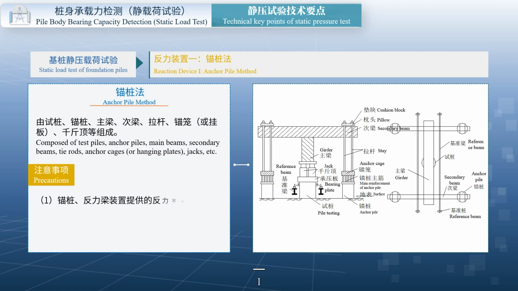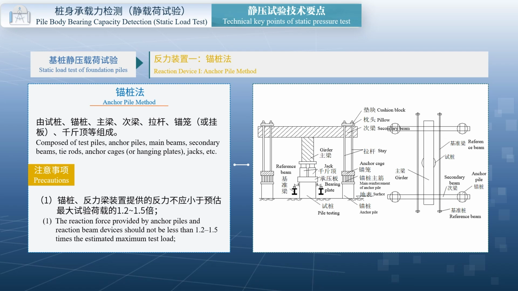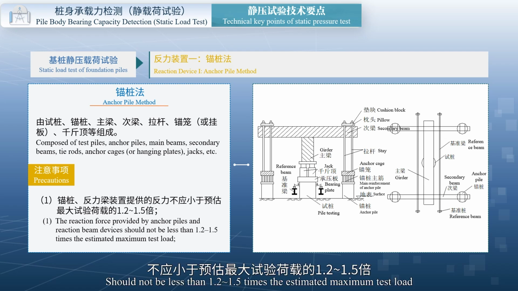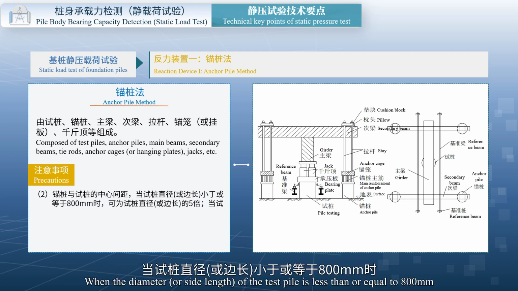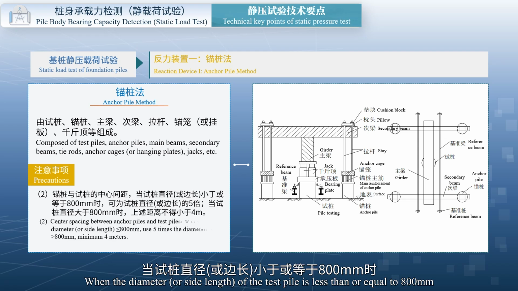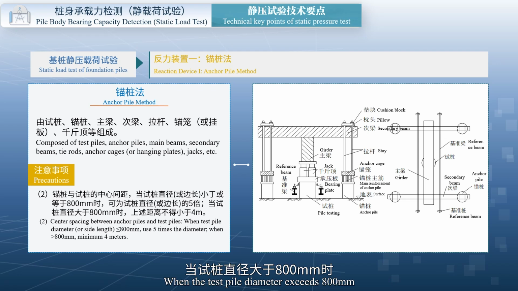Precautions. First, the reaction force provided by anchor piles and reaction beam devices should not be less than 1.5 times the estimated maximum test load. Second, center-to-center spacing between anchor piles and test piles. When the diameter or side length of the test pile is less than or equal to 800 millimeters, it must not be less than 5 times the diameter or side length of the test pile. When the test pile diameter exceeds 800 millimeters, the above distance must not be less than 4 meters.